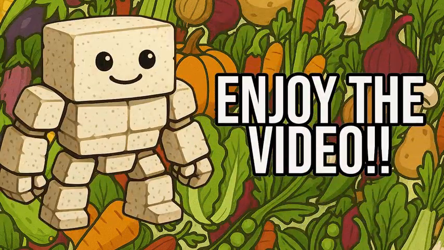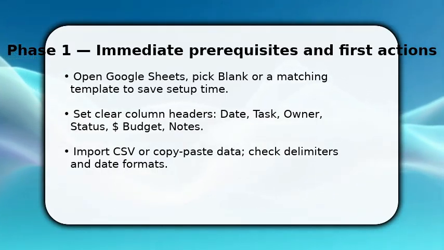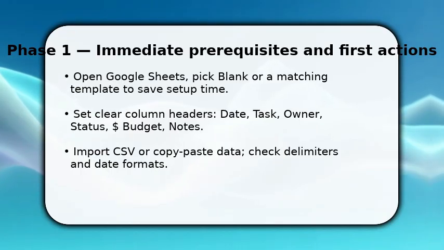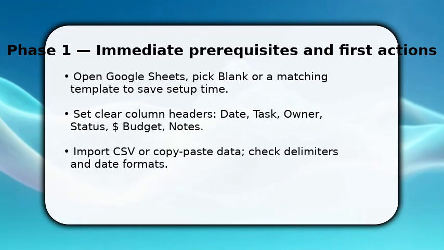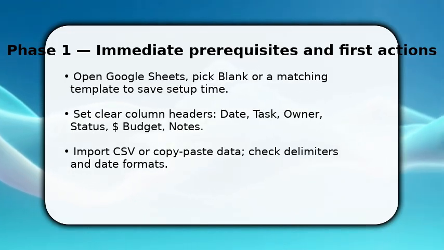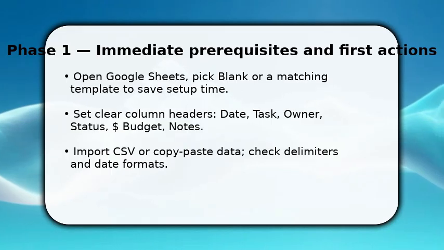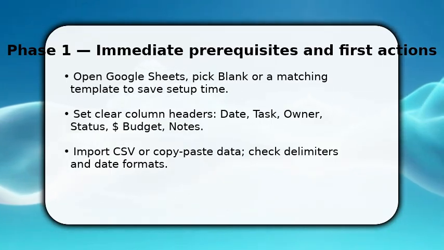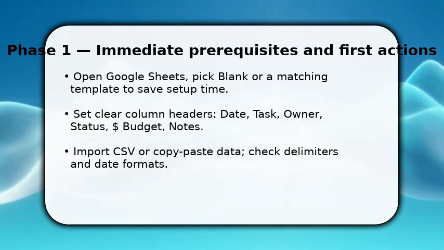Please enjoy the video. You start by creating a working file. Open Google Sheets and choose blank or a team template that matches your workflow. Next, define headers like date, task, owner, status, and dollar budget so every row has context. Once done, import CSV or paste raw data and resolve delimiters and date formats. This prevents errors later. Make sure to set sharing and edit permissions now so collaborators can contribute without breaking structure.